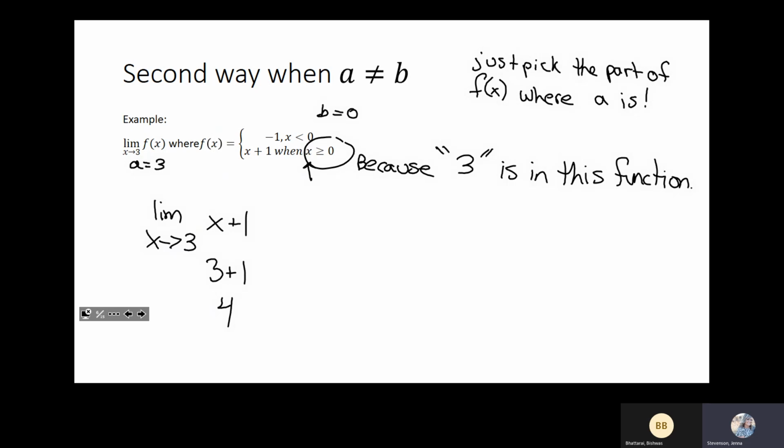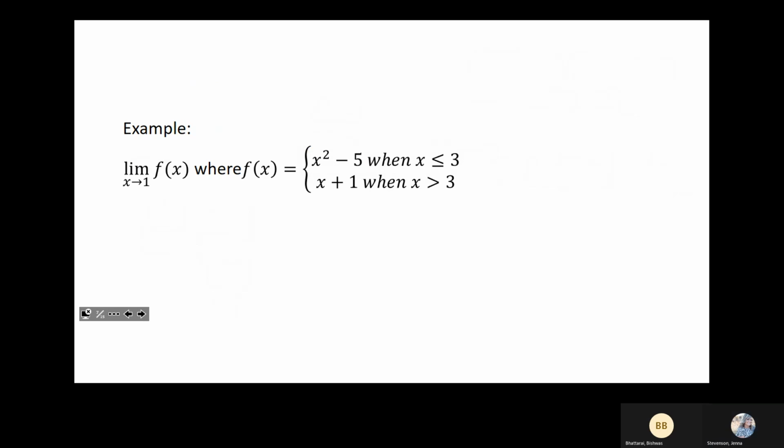And if I were to graph this one, so this one I want to graph or the next one? Maybe neither one. We'll skip the graph. Let's go to this one. Okay, so you have the limit as x approaches 1 of f of x, where f of x is x squared minus 5 and x plus 1.